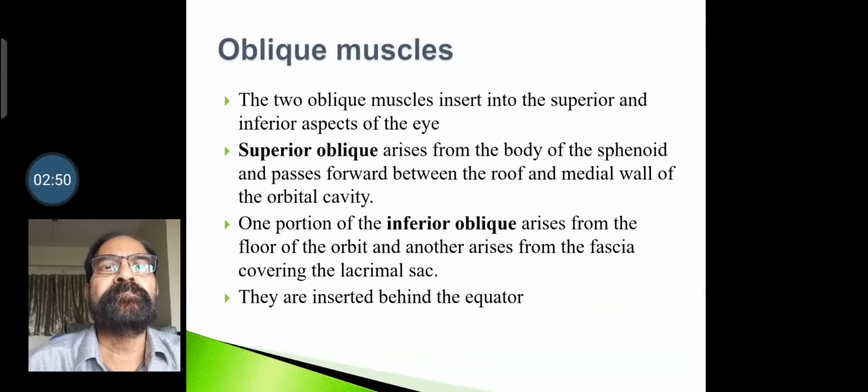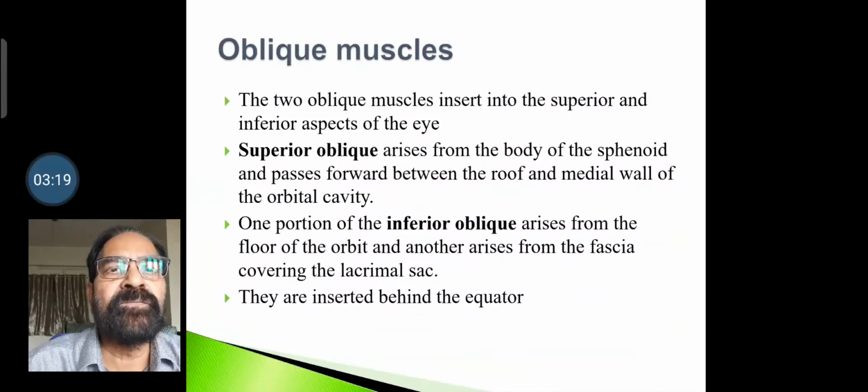Oblique muscles. There are 2 oblique muscles, superior oblique and inferior oblique, and they insert into superior and inferior aspects of the eye. Superior oblique arises from the body of the sphenoid, passes forward between the roof and medial wall of the orbital cavity. One portion of inferior oblique arises from the floor of the orbit, and another arises from the fascia covering the lacrimal sac.